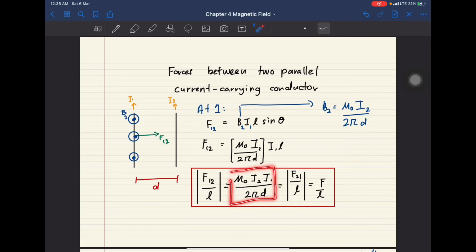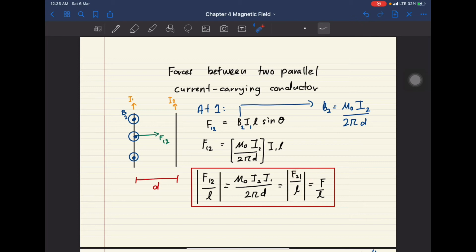The thing about this equation is that if you want to calculate the force acting on I2, you can use the same formula, basically just flip I2 and I1. Because this one is multiplication, there shouldn't be any problem at all. So that's why you can write F12 equals F21.